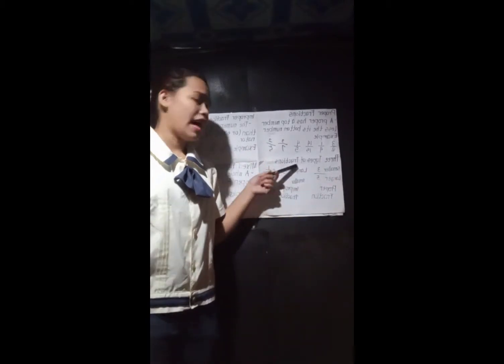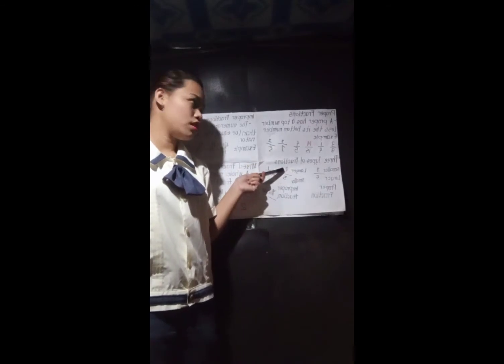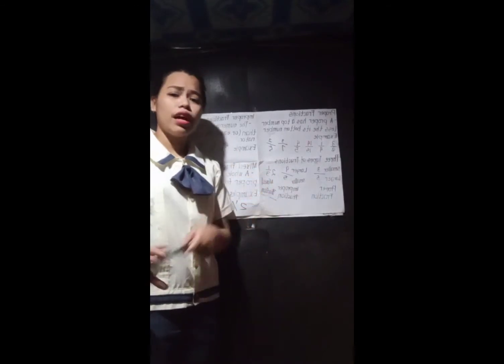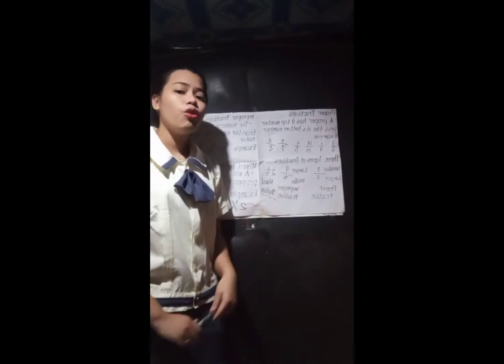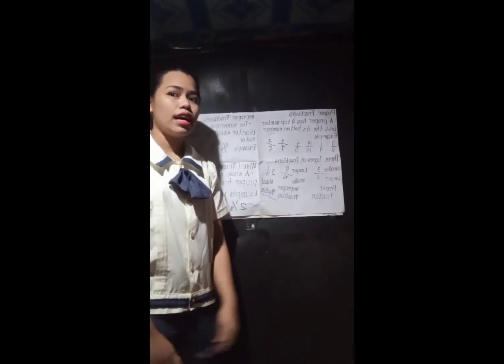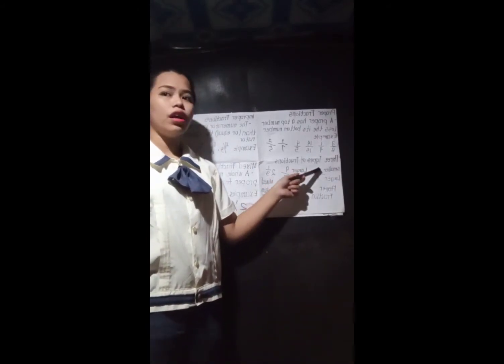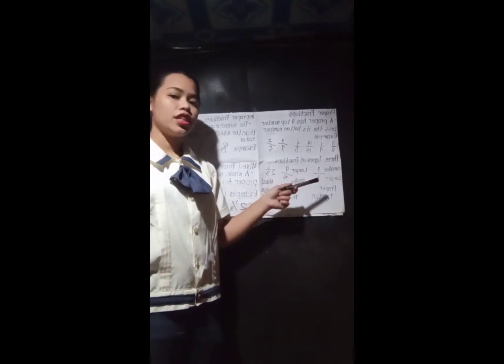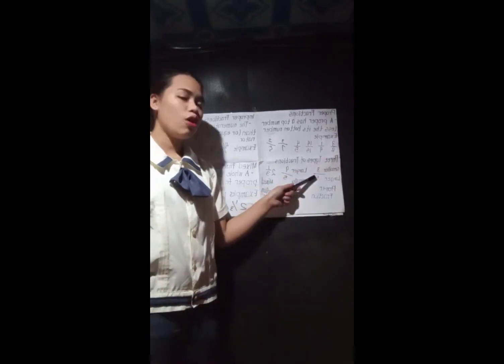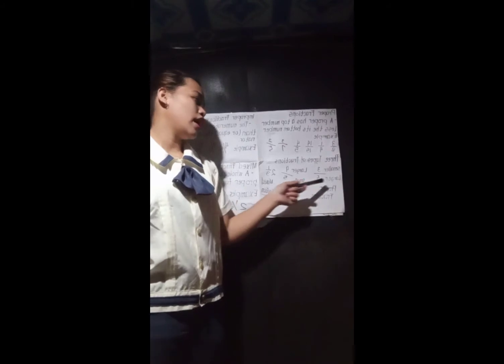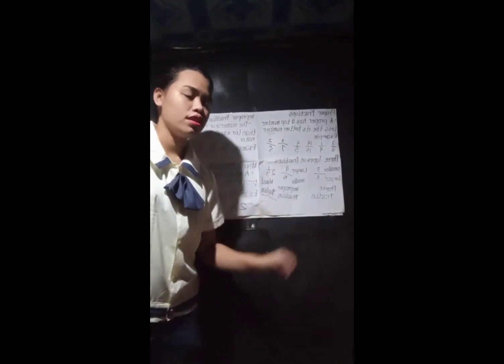There are 3 types of fractions. Take 3/5: the top number is smaller, and the bottom number is larger. That is a proper fraction.